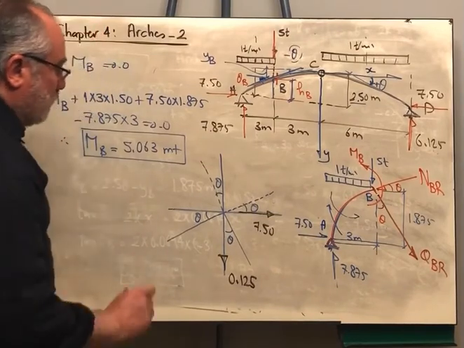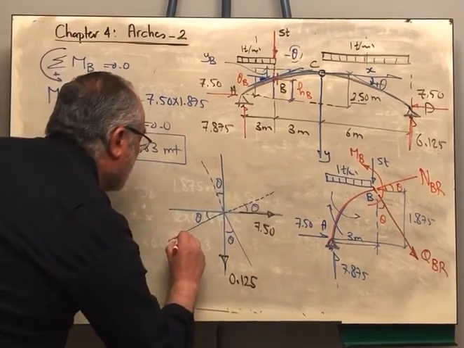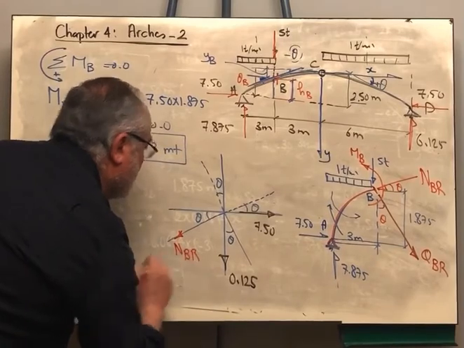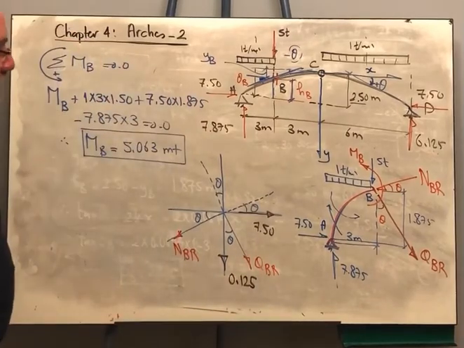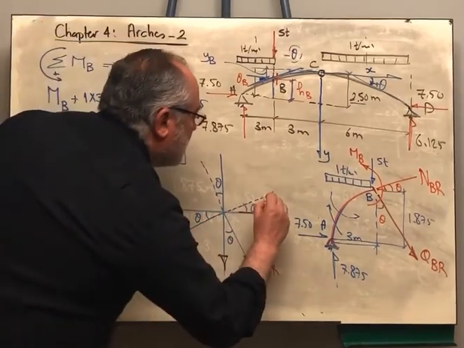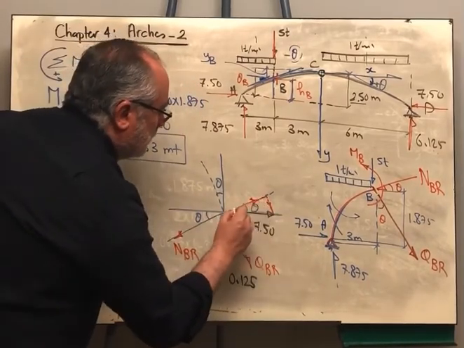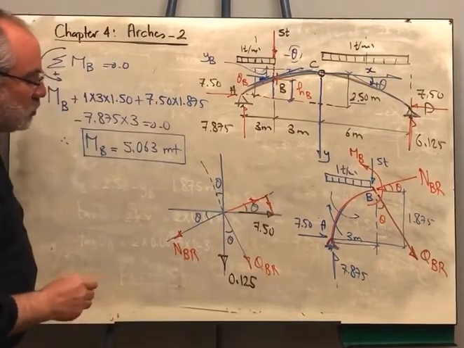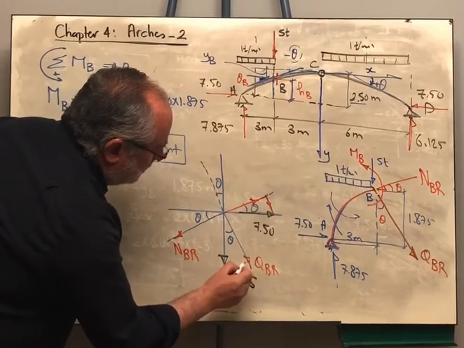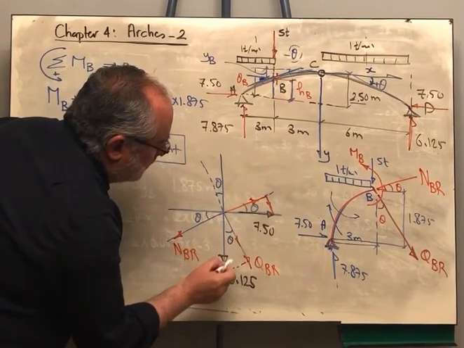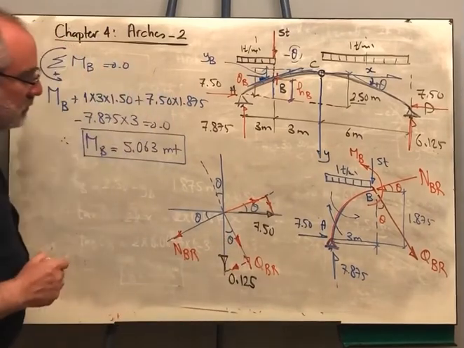Okay, what else do we have? We have the normal force. This is NB, right, and we are having the shear force QB, right. Then we need to resolve the 7.5. It will be resolved in this direction and in this direction. Okay? And we need to resolve the 0.125. It will be resolved in this direction and in this direction. Okay?